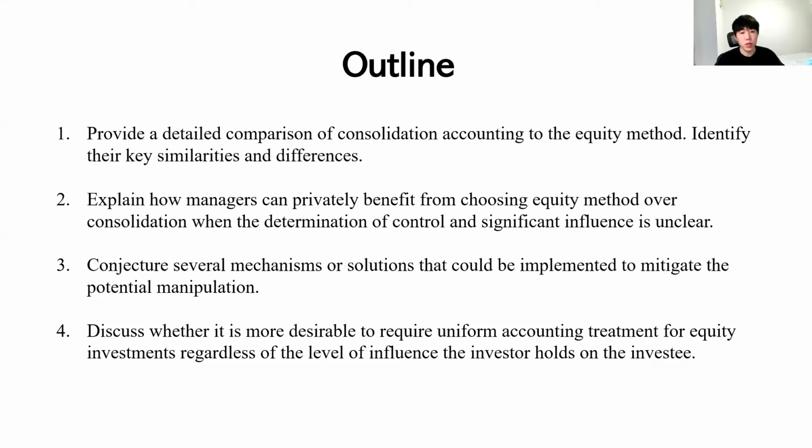Firstly, I will compare consolidation accounting with the equity method and illustrate their differences and their similarities. Then Mike will explain how managers privately benefit from taking the equity method instead of consolidation when the determination of control and the significant influence is unclear. And the other will conjecture several mechanisms or solutions that could reduce the potential manipulation. And finally, Jackson will analyze whether it is preferable to adopt a unified accounting method for equity investment, regardless of the level of influence on the investee.